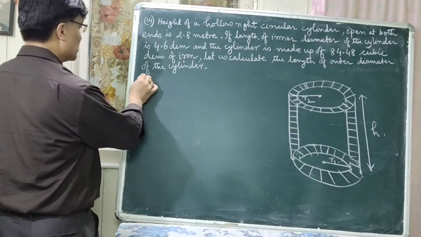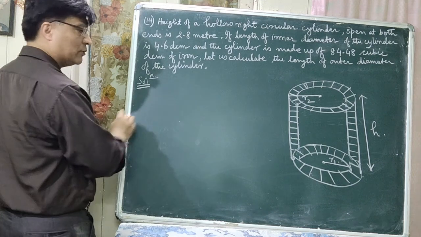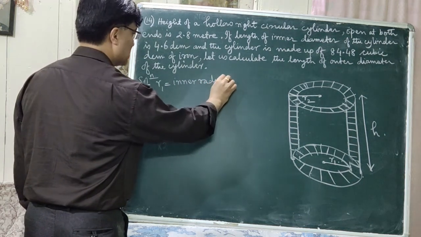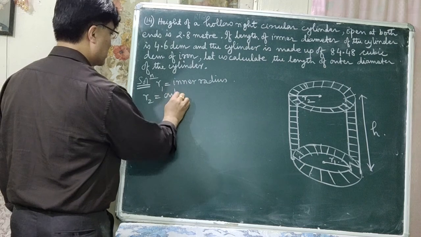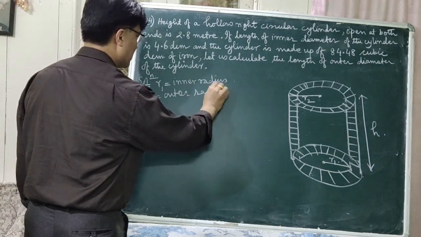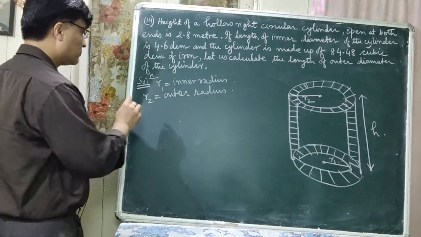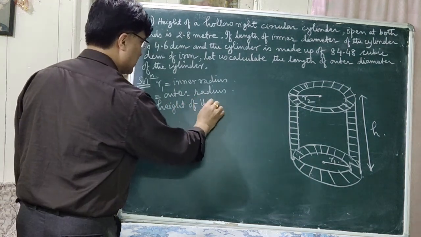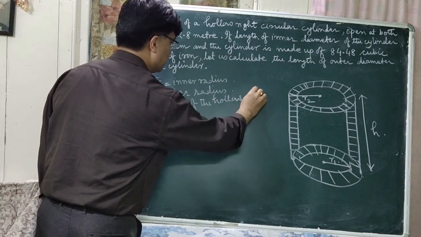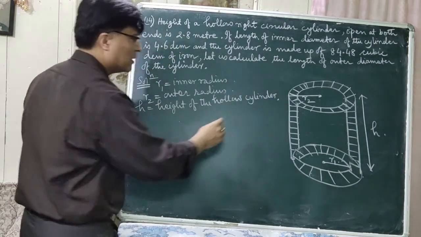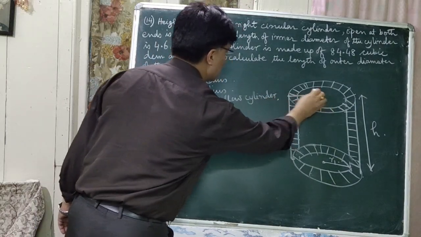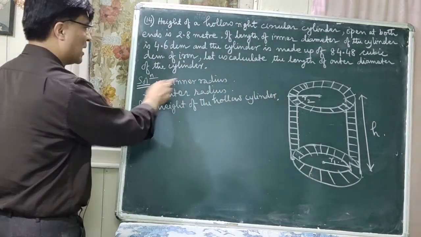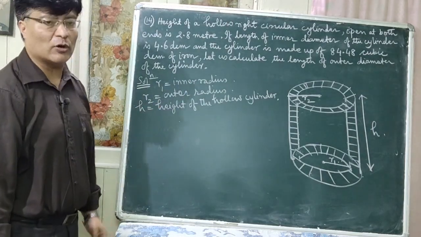Okay, now let's do this solution. So r1 is equal to inner radius, r2 is equal to outer radius. Is that clear? And h is equal to height of the hollow cylinder. So this R2, from here up to here, is the outer radius, and from the center up to this point, that is R1, the inner radius. And h is the height of the hollow cylinder.